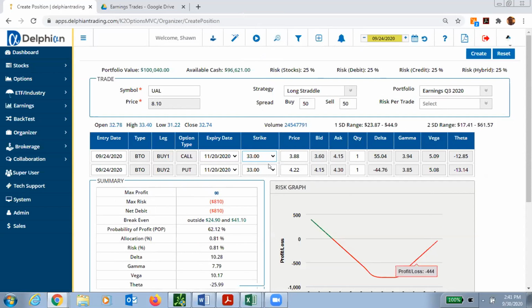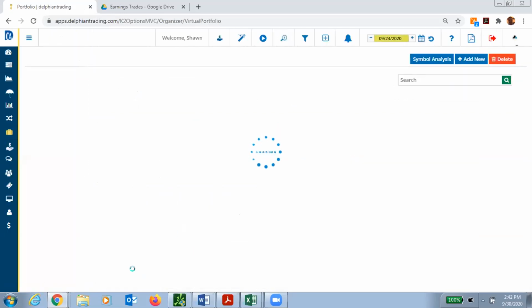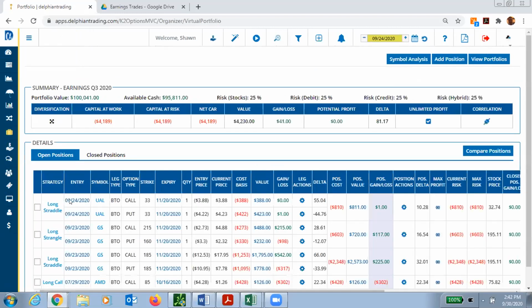And we can see that if I do a $33 straddle on UAL for November options, it's going to cost me around $810. It also shows me my break even. Since I'm paying $810 for the straddle, you can see my break evens are $24.90 to the downside and $41.10 to the upside. I'm typically not going to hold this trade to expiration to where these break evens are going to matter, but it does show me those break even price points. I can hit create to add it to my portfolio, and then we'll be able to see the position UAL is right here.